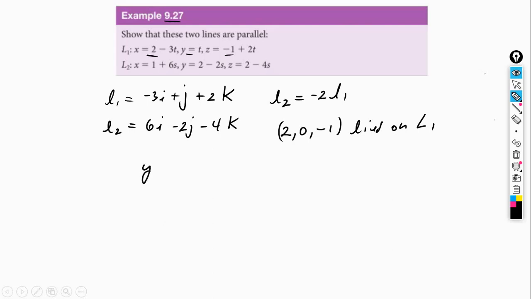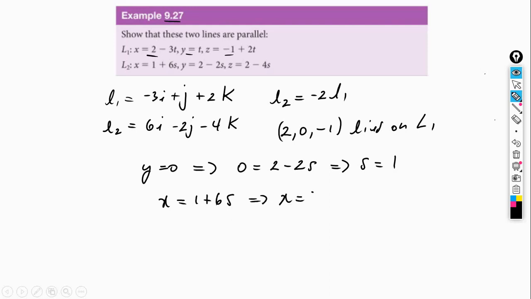So let's pick y equals 0. If y equals 0, notice that this implies that for the second line, 0 is equal to 2 minus 2s, which implies that s is equal to 1. So let's plug that into x. We know x is equal to 1 plus 6s. If you plug in 1 here, we're going to get that x is equal to 7. Therefore, this same point does not lie on line 2. But since the direction vectors are parallel, the lines must be parallel.